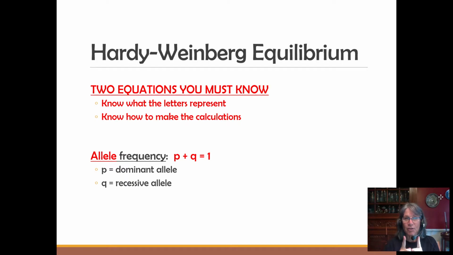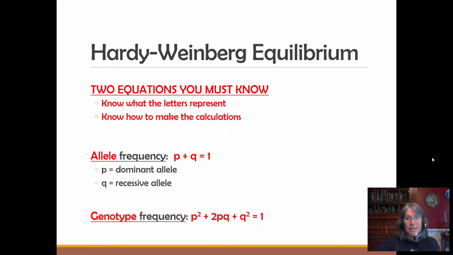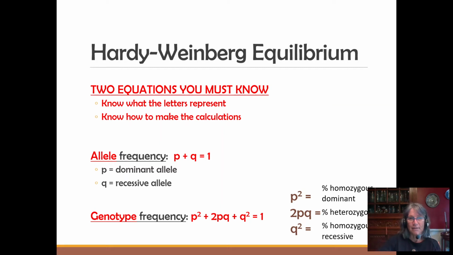So I have 2 alleles for a trait. All of those alleles in the population give me my allele frequencies. And to determine the genotype frequencies, use the equation p squared plus 2pq plus q squared equals 1. For this, you should know what each of these represents. My p squared is the percent of homozygous dominant individuals. My 2pq is the percent of heterozygous individuals. And q squared is the percent of homozygote recessive individuals.